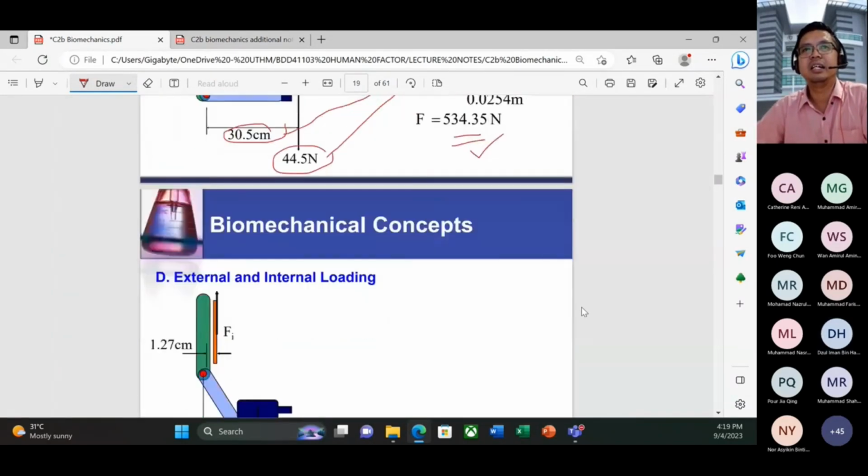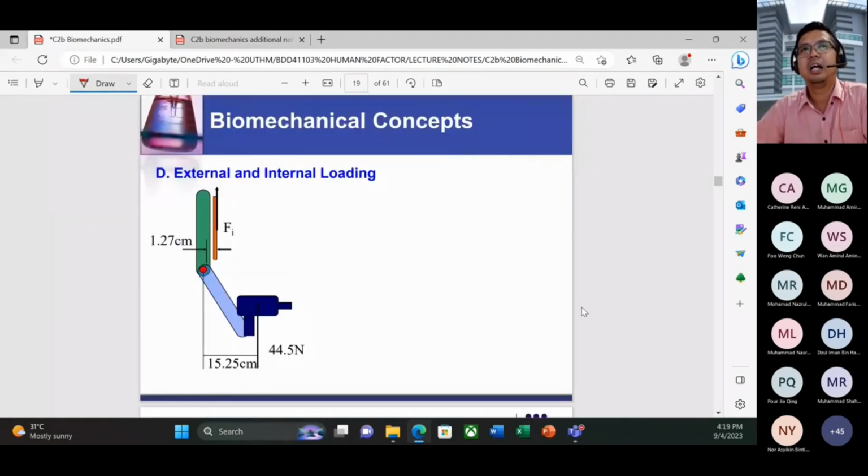Okay, please apply this example I gave you. Please calculate the force.